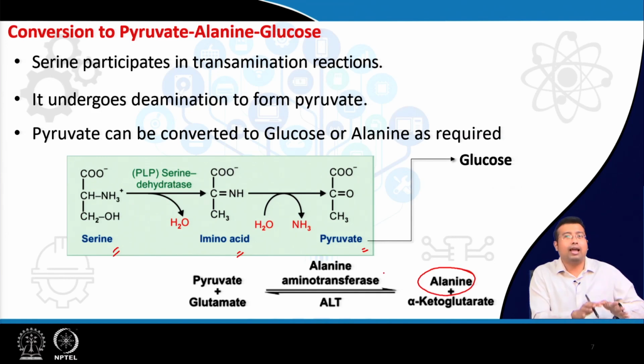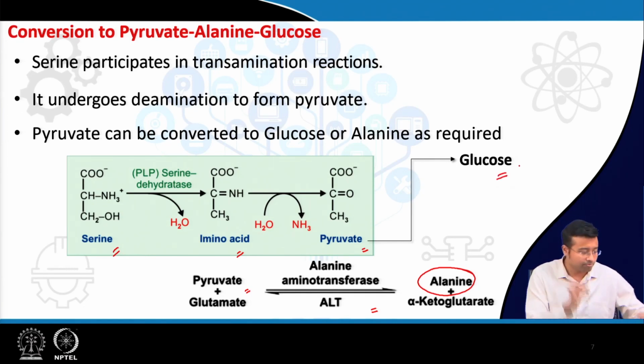So, in this slide we can see how serine has a fate by which it can convert into alanine, another amino acid, and this reaction is also reversible. Mind it, alanine can also be converted to pyruvate. So, serine to pyruvate, pyruvate to glucose, and pyruvate to alanine. Okay. So, serine to alanine is possible and serine to glucose is also possible.